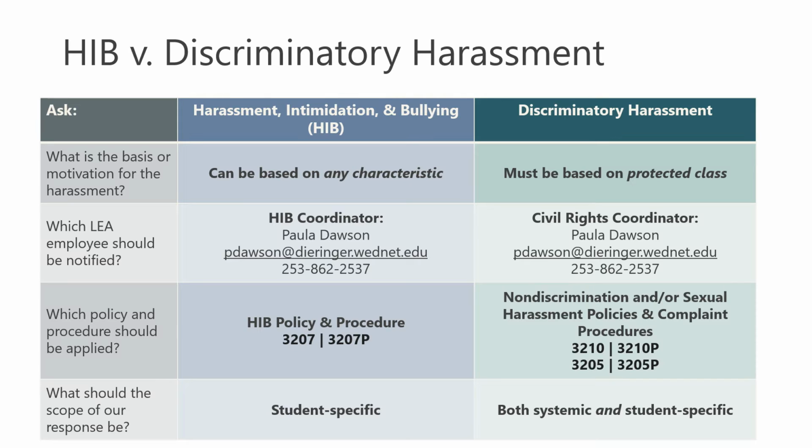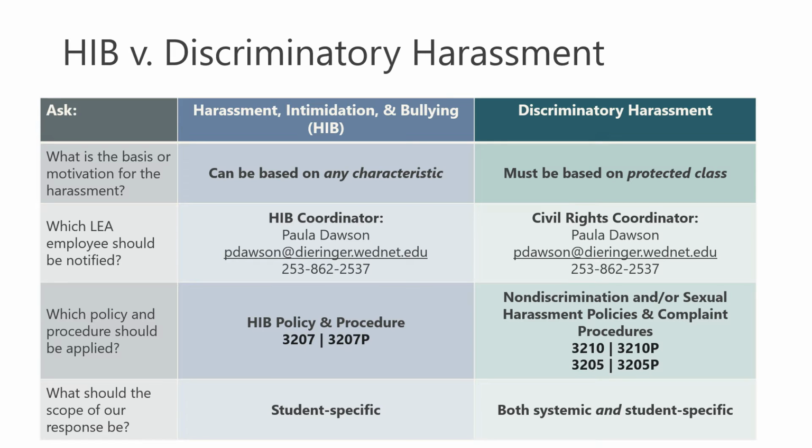Next, different district policies and procedures will apply. For incidents of bullying or harassment that do not involve protected class, the HIB policy and procedure should be applied. That procedure provides for a building level complaint with a shorter investigative timeline. For incidents of bullying or harassment that do involve protected class, the non-discrimination or sexual harassment policy and procedure should be applied. Both provide for a district-level complaint with a longer investigative timeline.